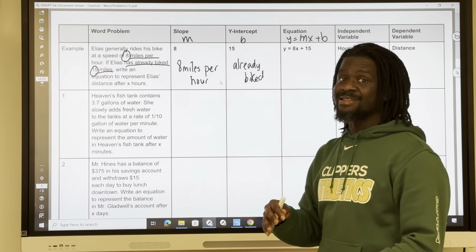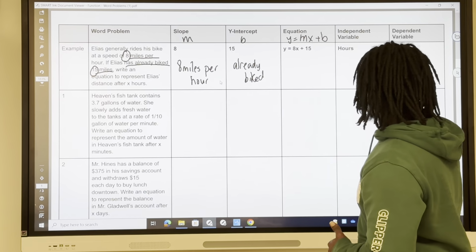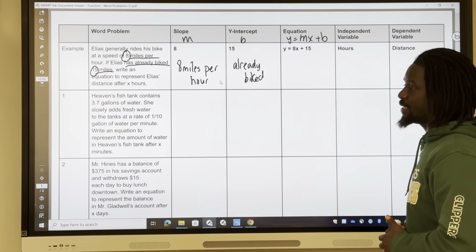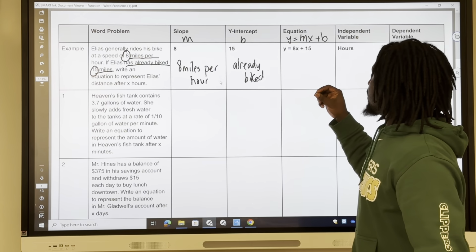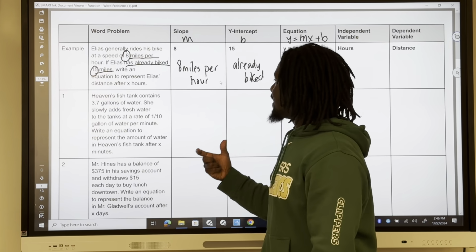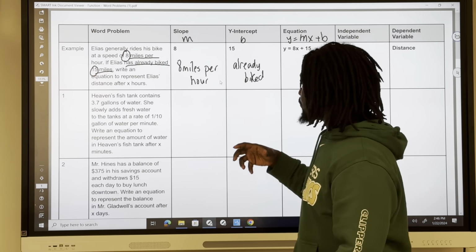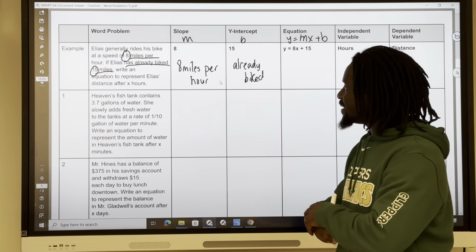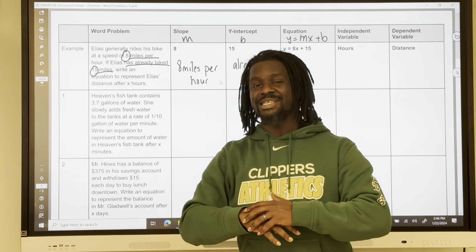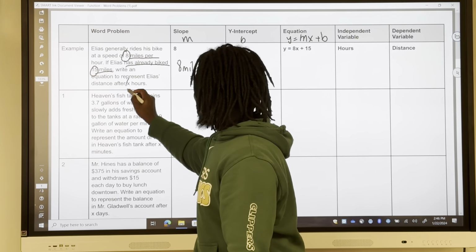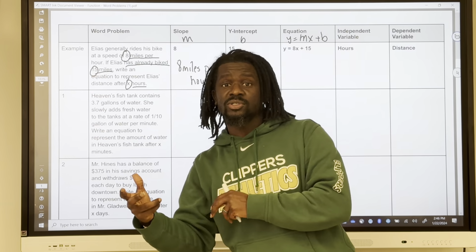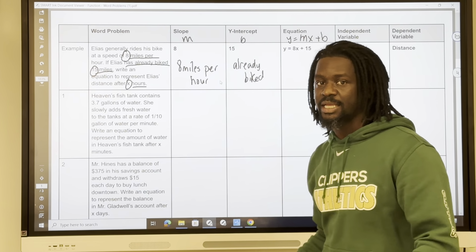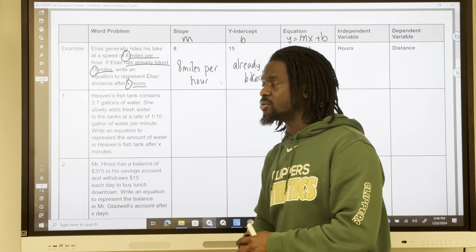Now in this scenario, we're identifying the independent and dependent variables. The independent variable is the variable that is connected to the slope. In other words, what is the x? What is that measuring? In this case, the x is the number of hours. Another way to think about it is, what is causing the dependent variable to change? What leads to the dependent variable?